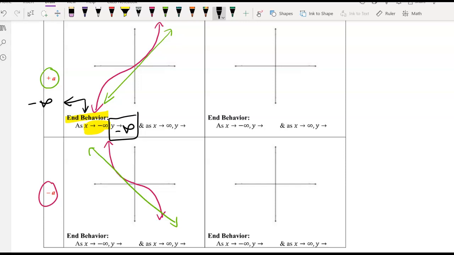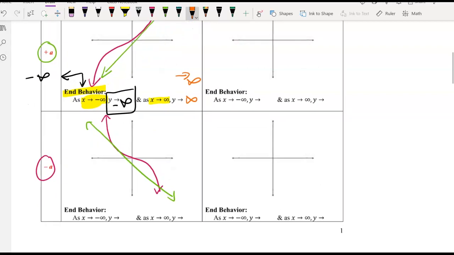How about as x is approaching infinity? Well, infinity, students, is over here to the right. Well, what's happening to y? The arrow is pointing up. So y is going up to positive infinity. So for odd functions, as you can see, as x approaches negative infinity, y is going down for A being positive.